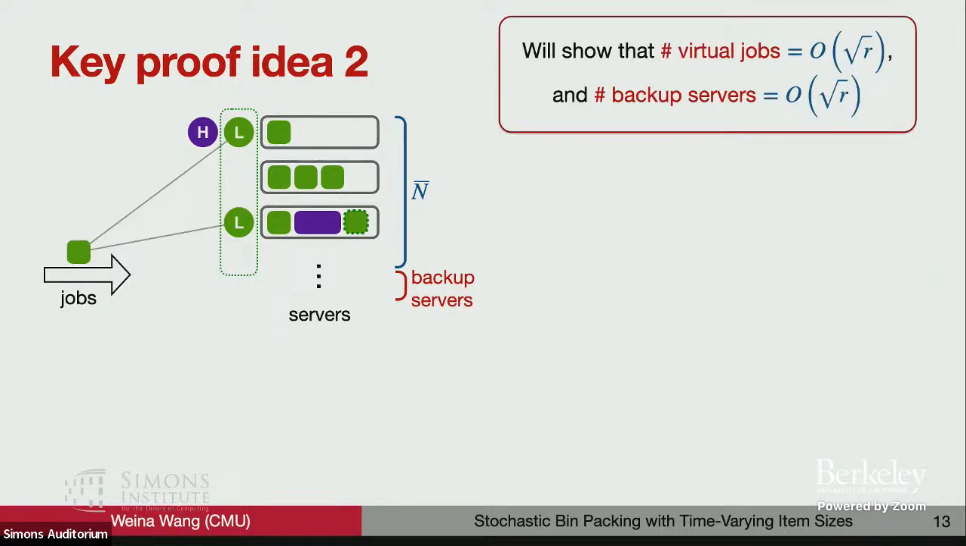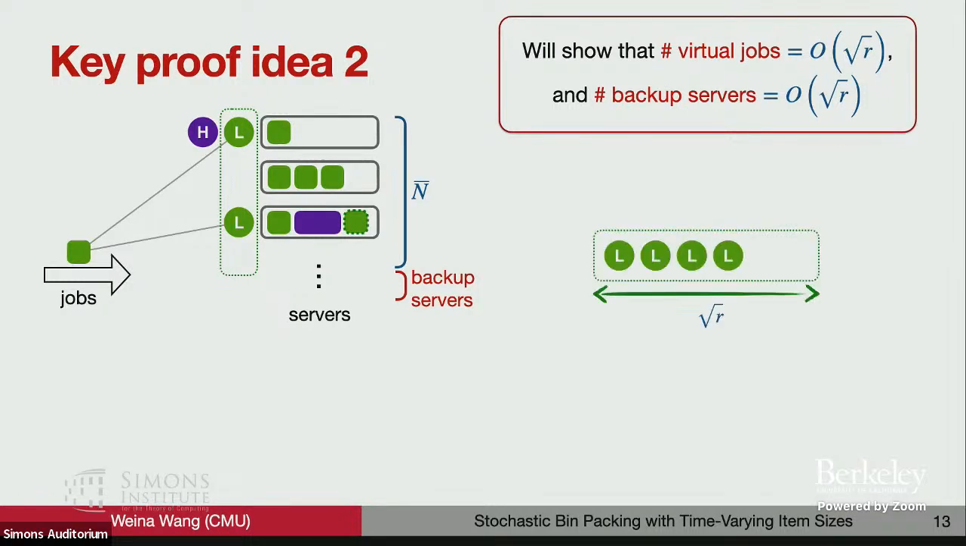So basically the number of virtual jobs is small, and the number of active backup servers is also small. Interestingly, those two things can be shown at the same time. To see that, let's think about the dynamics for each type of token across the whole system. Let's think about the type L tokens, which we force to be within square root of R.